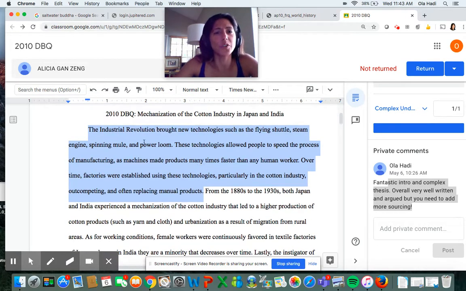So the Industrial Revolution brought new technologies such as the flying shuttles, steam engines, spinning wheel, and power loom. These technologies allowed people to speed the process of manufacturing as machines made products many times faster than any human worker. Over time, the factories were established using these technologies, particularly in the cotton industry, outcompeting and often replacing manual products. Excellent.